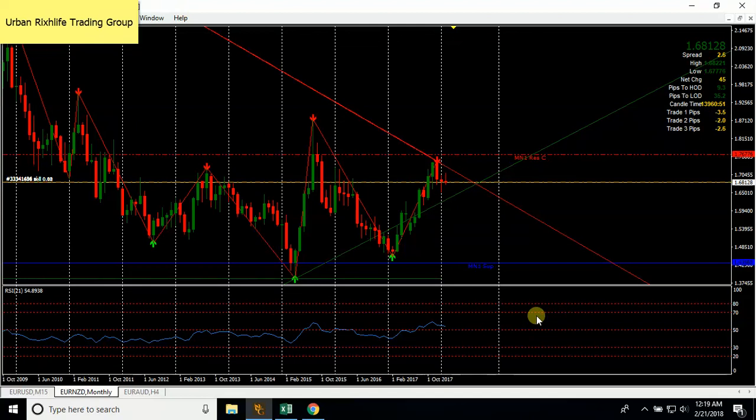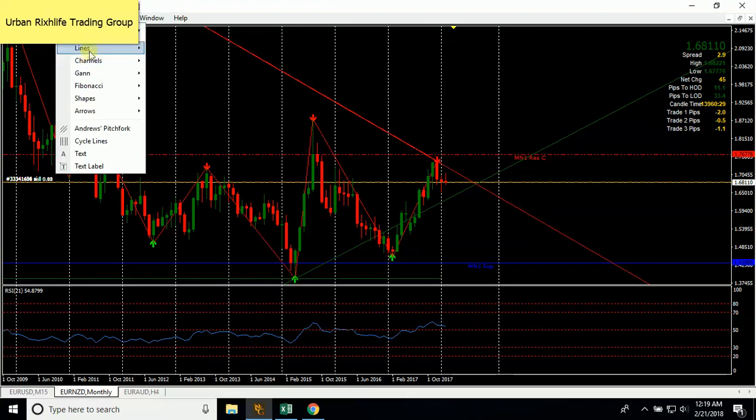We've got the monthly. Looking at the monthly, we can clearly see some highs and lows. We can see this high, higher high, lower high. So this can somewhat be considered a head and shoulders: shoulder, head, shoulder. And the neckline would be right here.